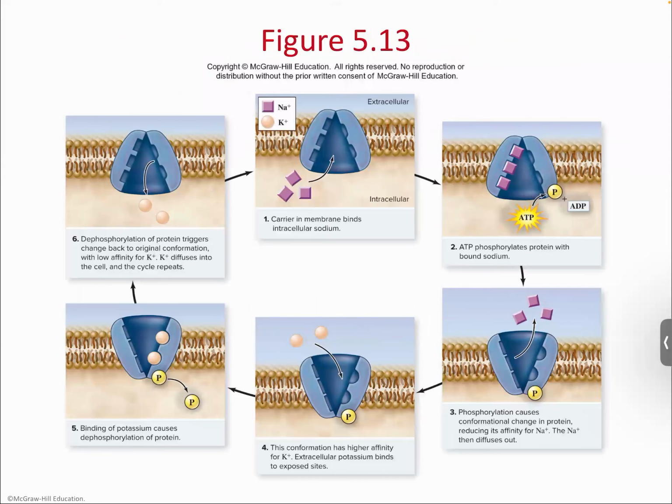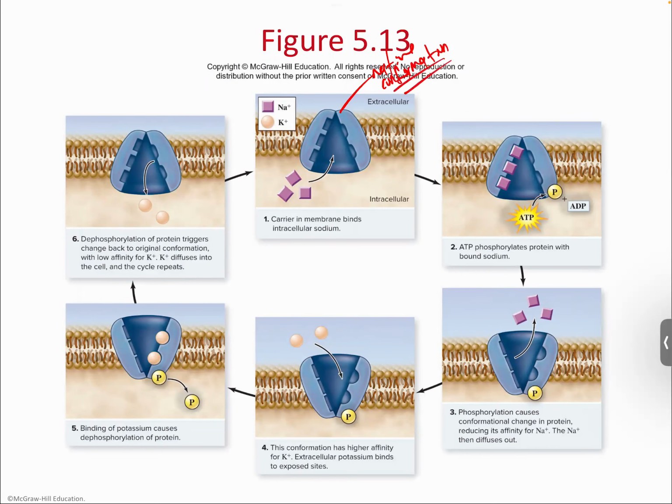So let's take a look at the mechanism that we have here. There's a couple of steps. We just want to make sure we unpack it so we can see what's happening. The first thing to understand is starting off at number 1. This is what we refer to as our native conformation.